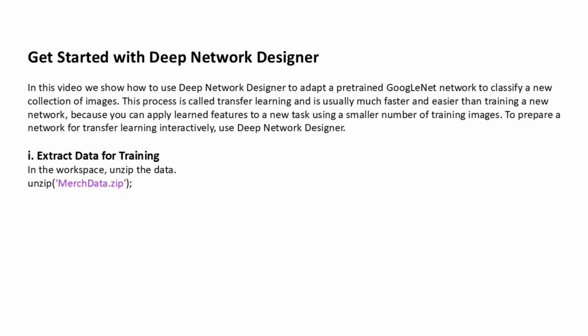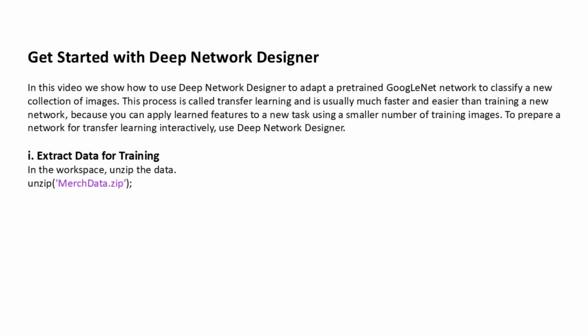Get started with Deep Network Designer. In this video, we show how to use Deep Network Designer to adapt a pre-trained GoogLeNet network to classify a new collection of images. This process is called transfer learning and is usually much faster and easier than training a new network, because you can apply learned features to a new task using a smaller number of training images. To prepare a network for transfer learning interactively, use Deep Network Designer.